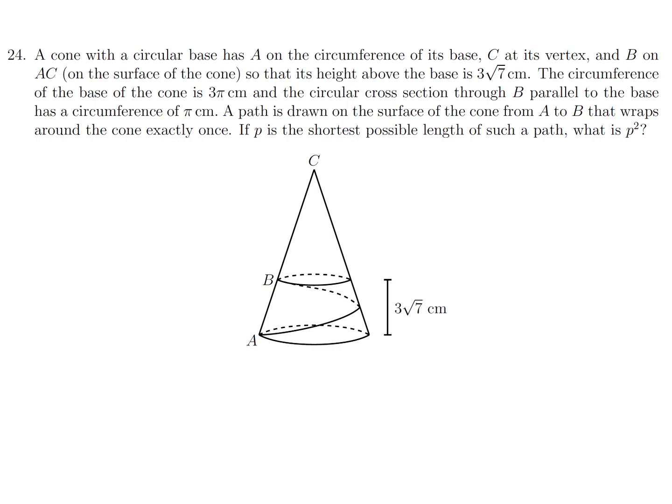A cone with a circular base has A on the circumference of its base, C at the vertex, B on the AC on the surface of the cone, so that its height above the base is 3 root 7. Circumference of the base of the cone is 3 pi, and the circular cross-section through B parallel to the base has circumference of pi. A path is drawn on the surface of the cone from A to B that wraps around the cone exactly once. If P is the shortest possible length of such path, what is P squared?